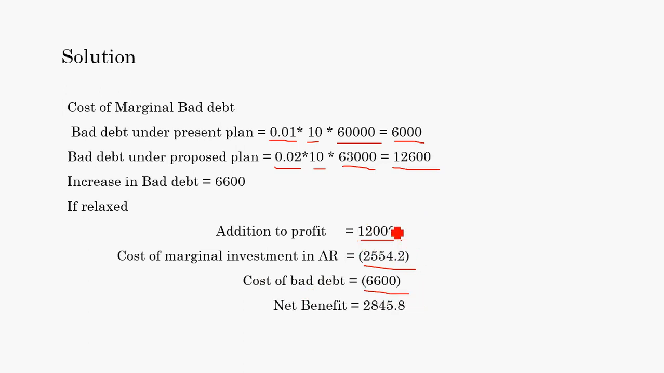So this is the benefit that you're going to get, and these two are the costs that you're going to incur. So you're going to find the net effect. The net effect is 12,000 minus this value, which will give you 2,845. So the net benefit is positive, which means that you can go ahead with the proposed plan of relaxing the credit standard.